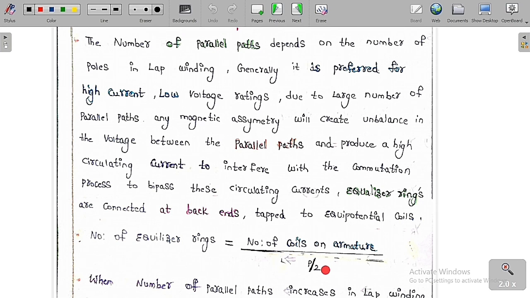The number of equalizer rings is equal to the number of coils in the armature divided by P by 2. This is a basic formula. I have already told you the number of commutator segments is equal to the number of armature coils on the rotor, irrespective of the type of winding that we use, whether it is single layer or double layer winding, or whether it is a lap winding or a wave winding. So the number of equalizer rings is equal to the number of coils on the armature divided by P by 2. This is a very important formula.